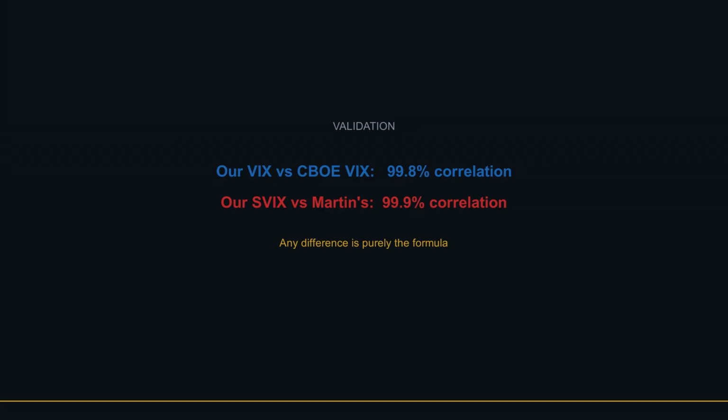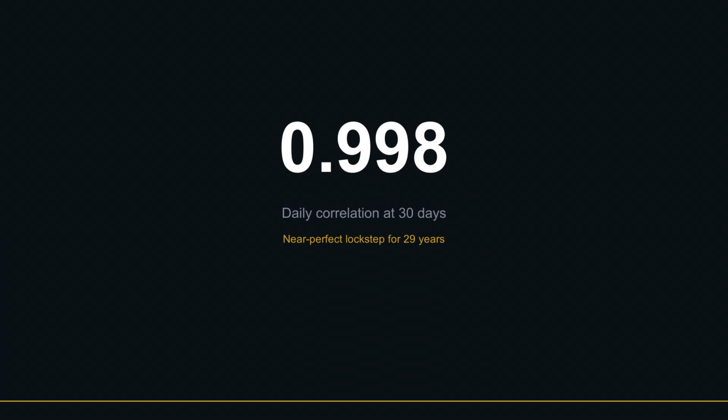Okay, so the math is flawless, the track is set. Any difference in performance moving forward is purely because of that 1 over K squared versus flat weighting formula. Purely the formula. So what happens when we actually run them side by side in the real world? Because I want to drop a number here that honestly stopped me in my tracks. Let's hear it. At a 30-day maturity, VIX and SVIX have a daily correlation of 0.998.